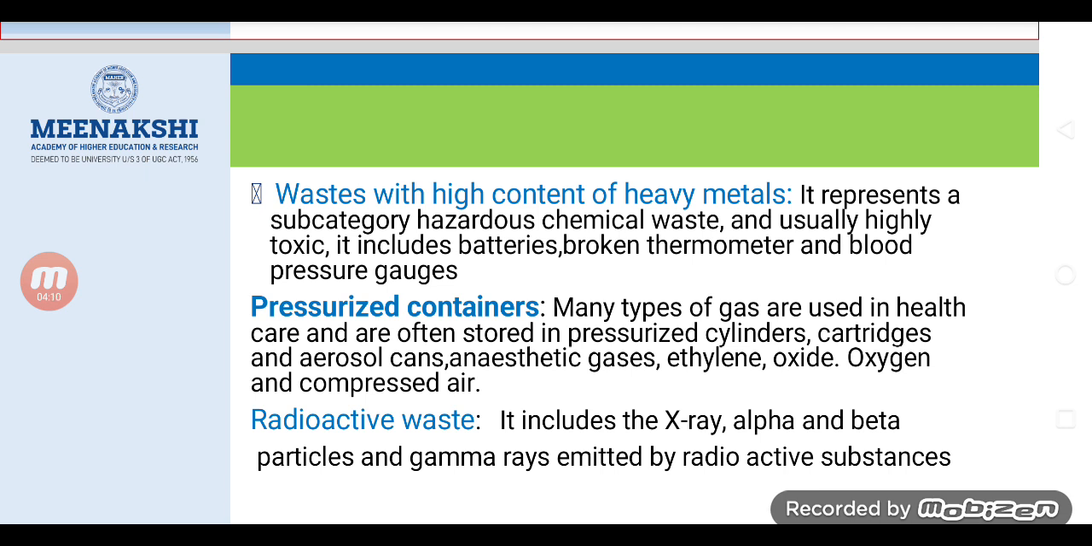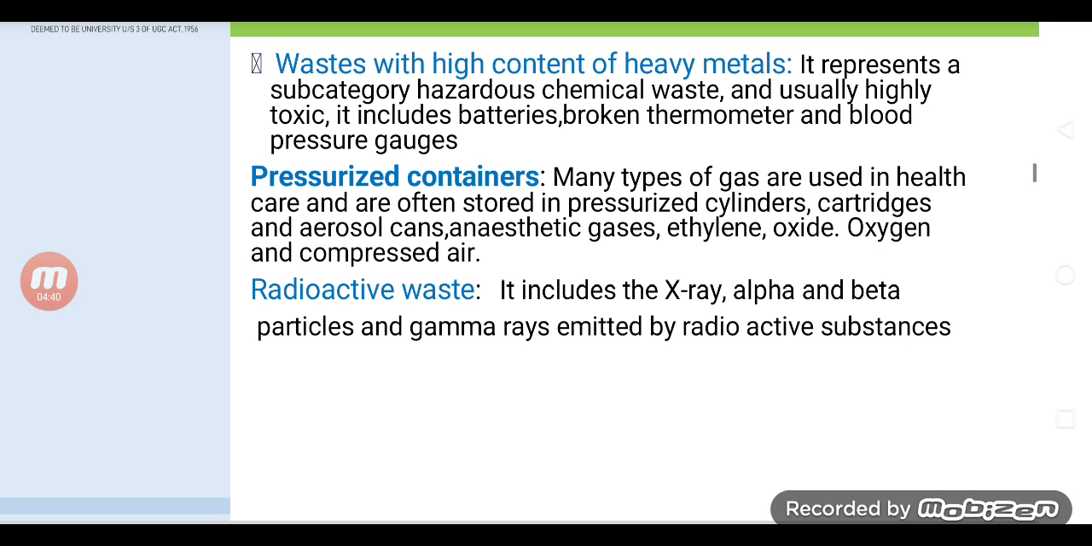It includes batteries, broken thermometers, and blood pressure gauges. Whereas pressurized containers: many types of gas are used in healthcare and are often stored in pressurized cylinders, even cartridges and aerosol cans, such as anesthetic gases, ethylene oxide, oxygen and compressed air, which come under pressurized container waste. Then radioactive waste. It includes the X-ray, alpha and beta particles and gamma rays emitted by radioactive substances. That's all about the classification of biomedical waste.